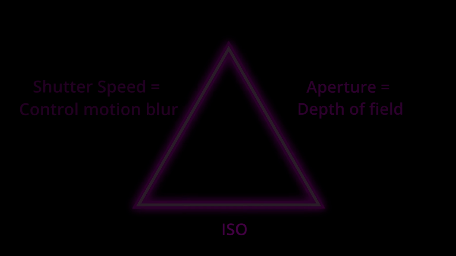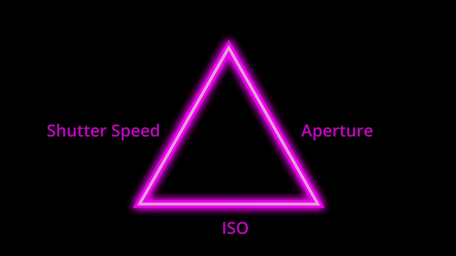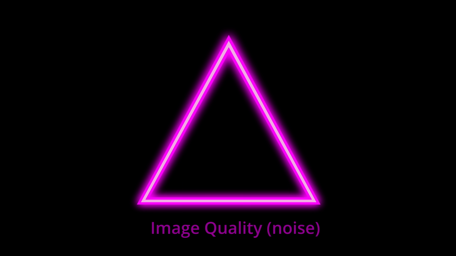Here's where ISO is different from aperture and shutter speed. While those two affected creative decisions about your photo, and I say this regularly in my videos, ISO does not affect the creative and artistic aspects of your photo, just image quality. So shutter speed and aperture are more critical to your creative photography than ISO.